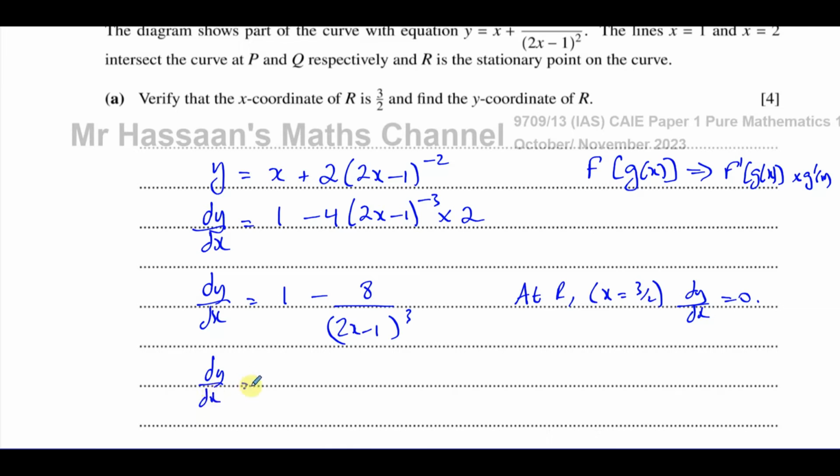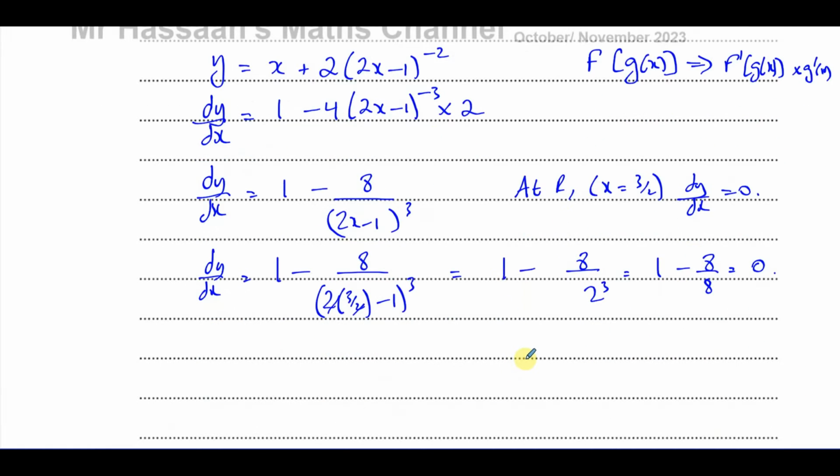So dy dx equals 1 minus 8 over (2 times 3 over 2 minus 1) cubed. That's going to be 1 minus 8 over, 2 times 3 over 2, they cancel out, leaving you with 3 minus 1, which is 2 cubed. So it's 1 minus 8 over 8, which is 1 minus 1, which is 0. So therefore we can say the x coordinate of R is equal to 3 over 2.